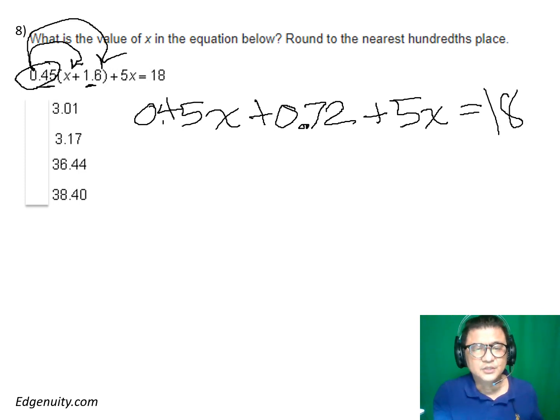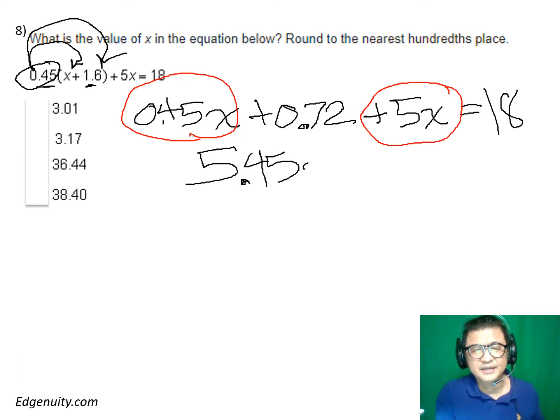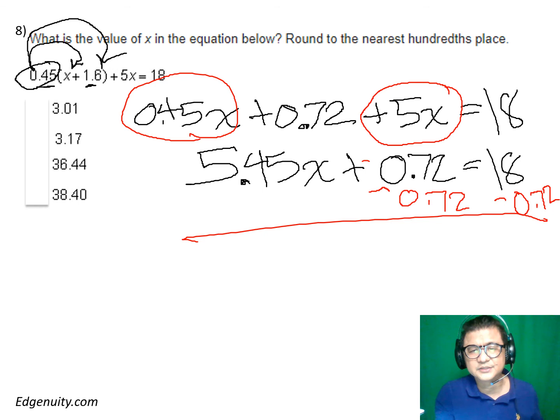All right, so next, combine like terms, guys. Look at this. There's an x here, there's an x there, including the positive. So if you add it up, they're both positive, so you're simply adding them, 5.45x plus 0.72 equals 18. Guess what? That's just a two-step equation. How can x be alone? Minus 0.72, minus 0.72. Okay, that cancels out.